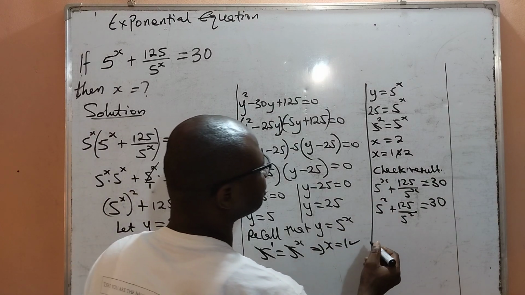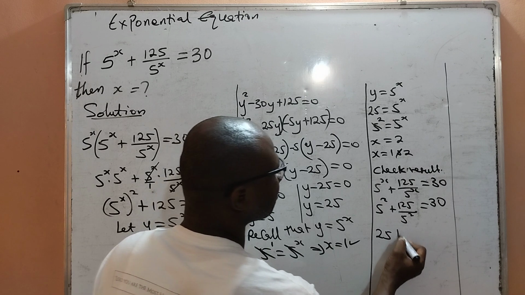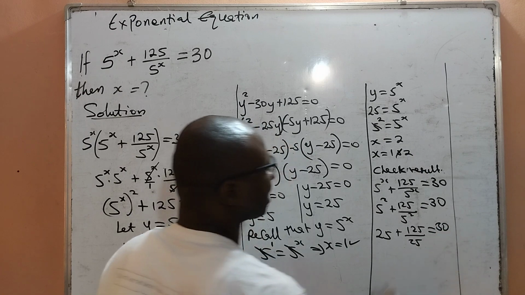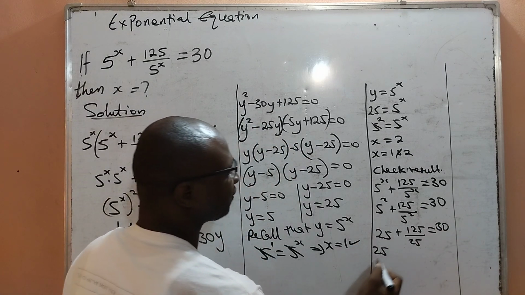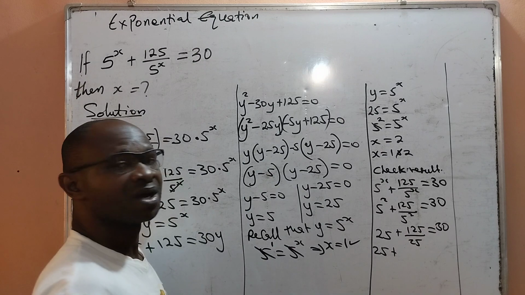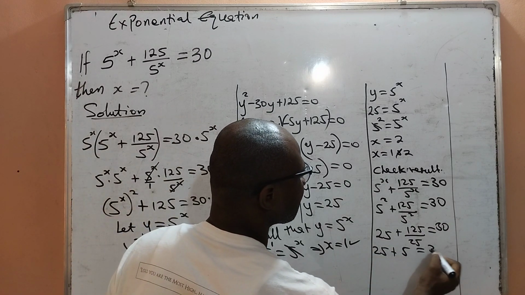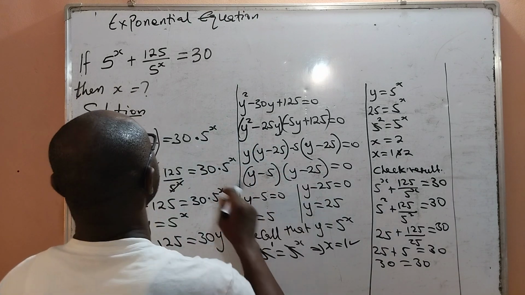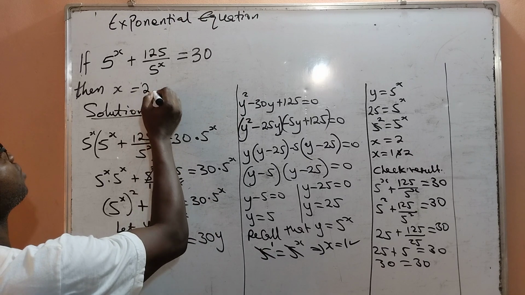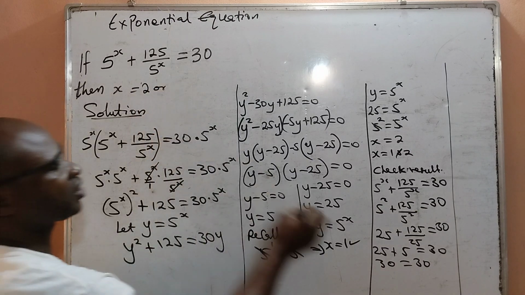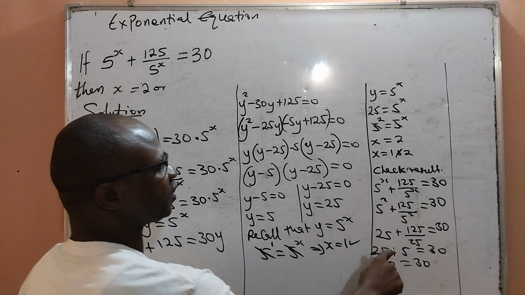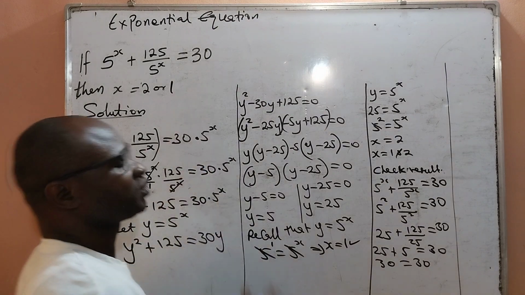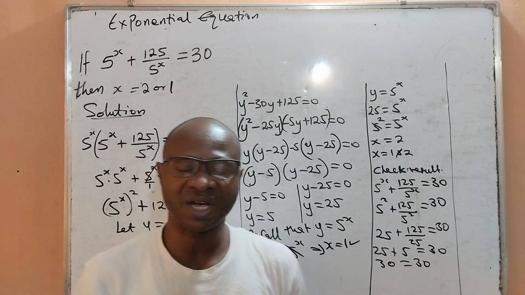Now, 5 raised to the power 2 is actually 25, meaning 125 all over 25. Will this be equal to 30? Let's try. We have 25 plus 125 divided by 25, which is going to give me 5. And as you can see, 25 plus 5 is 30, which is equal to 30, implying that the value of x equal to 2 is very correct. I also encourage you to replace the value of x equal to 1 into the original equation, and you will see that it will result in what we have on the right hand side.